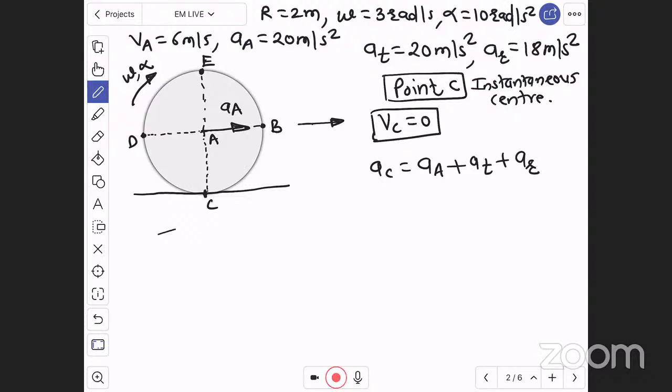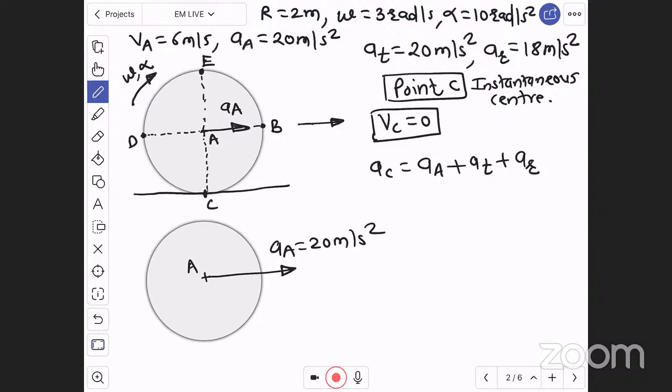Therefore, now if I want to find the acceleration of point C: with respect to A, C is the south extreme point. If I draw a diagram here, point A is the center, which is moving with acceleration of A towards right, which is nothing but 20 meter per second square. And with respect to A, point C is the bottom point, which is the point of contact between ground and wheel, right. The wheel is rotating in clockwise direction with angular acceleration alpha and angular velocity omega.